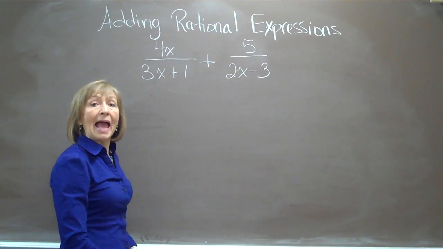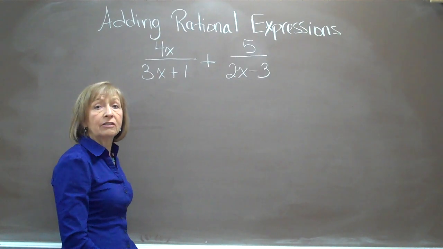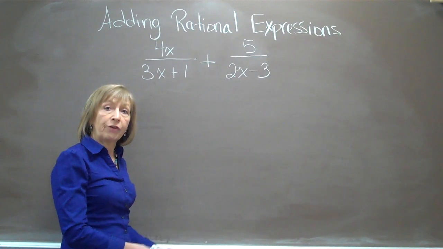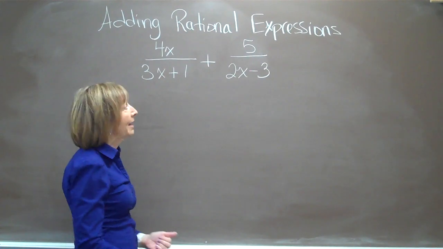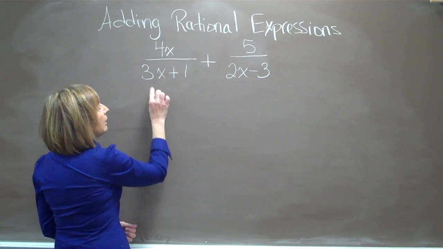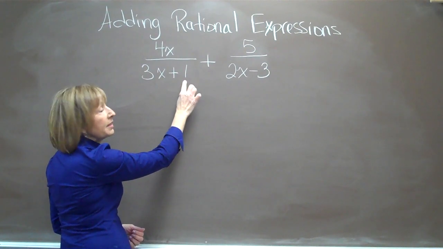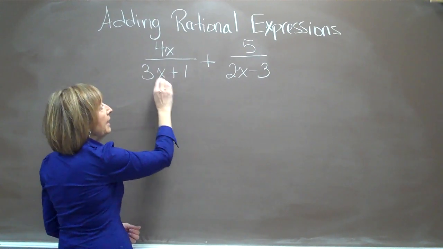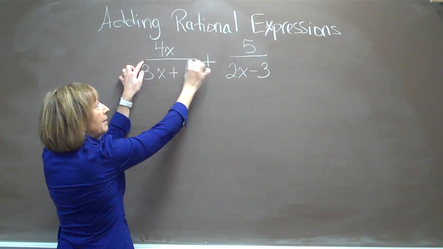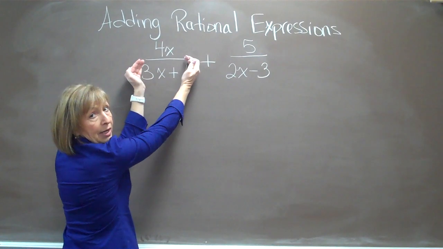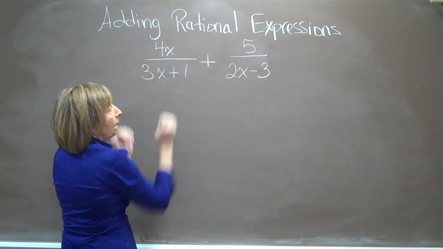In order to add them together, I have to find the lowest common denominator and build each fraction so it has that common denominator. So when I look at the denominator of 3x plus 1, 3x plus 1 doesn't factor anymore, but it has more than one term, and the length of the fraction bar is a grouping symbol. So I have to have the 3x plus 1 in parentheses.